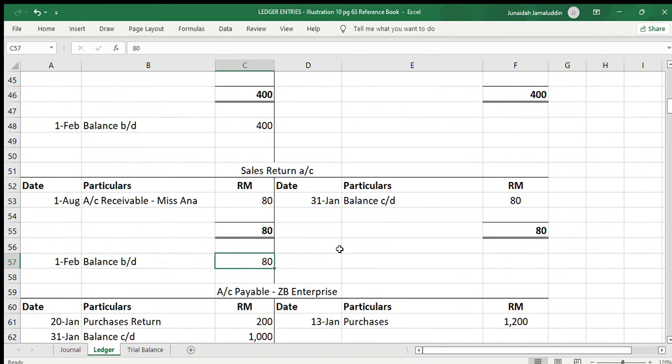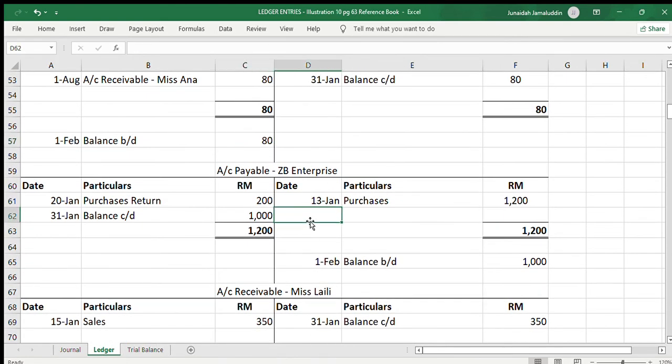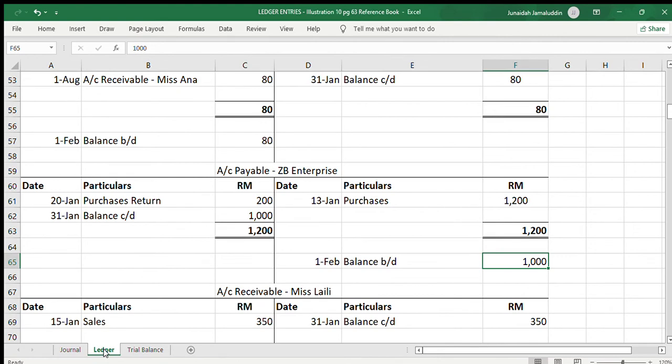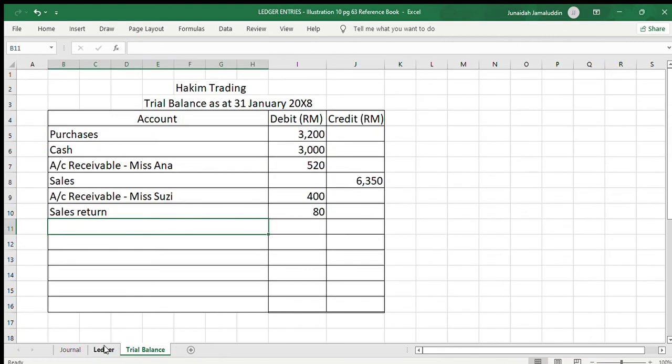Next, alright, we have account payable ZB Enterprise. Okay, account payable ZB Enterprise ni, okay, balance BD dia berada di sebelah kredit. Okay, so kita kena transfer ke dalam trial balance amount sebanyak 1000 ni ke sebelah kredit. Alright, so kita pergi ke trial balance. Tadi apa? Account payable ZB Enterprise. Okay, amount dia 1000 ke sebelah kredit. So, account payable ZB Enterprise. Alright.